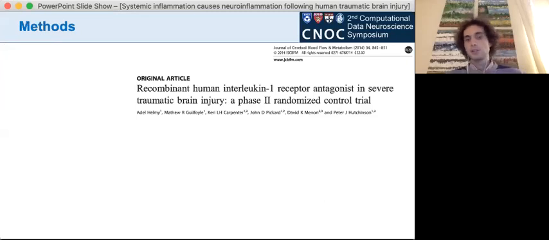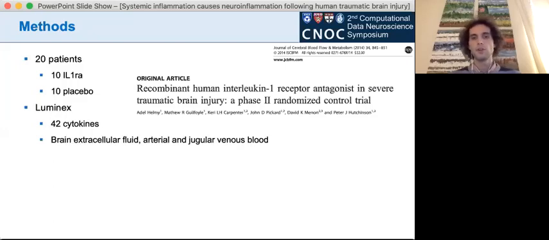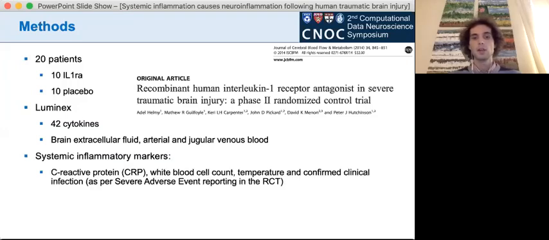This project is based on a previously conducted RCT. 20 patients with severe TBI were randomized to treatment with interleukin-1 receptor antagonist or with placebo. 42 cytokines were monitored using a Luminex assay. Concentrations were measured in brain extracellular fluid and pooled every 6 hours, as well as in arterial and jugular venous blood twice a day. CRP, white cell count, temperature, and confirmed clinical infection were used as systemic inflammatory markers.